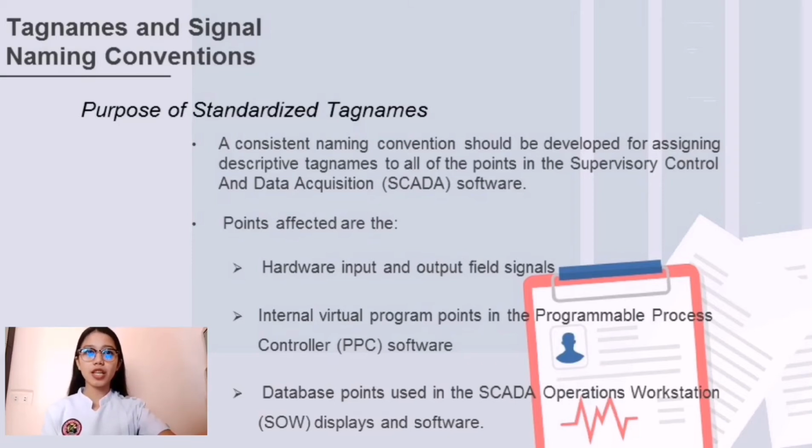Points affected are, first, hardware input and output field signals. Second, internal virtual program points in the Programmable Process Controller, or the PPC software. Third, database points used in the SCADA operations workstations, or the SOW display and software.